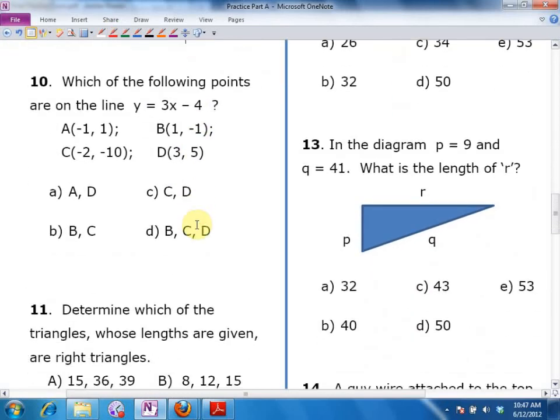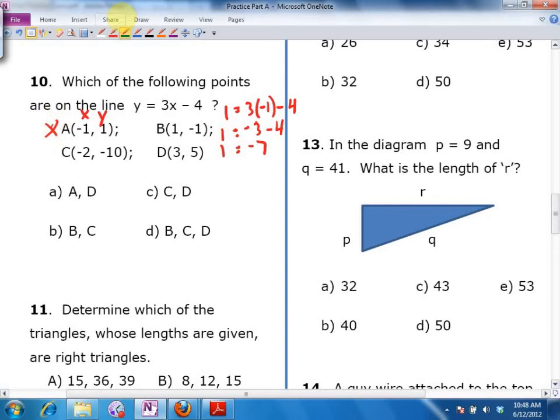Okay, here we go, number 10. This one just takes a little bit of work. It's not too bad. What I have to do in this question is, first of all, every point here is 4 points. Each point is made up of an x and a y. The first number is the x, second number is the y. What I'm going to do here is put these numbers in the equation, see if both sides are equal. So the y is 1, so 1 equals 3 times -1, the x is -1, minus 4. So I'm going to see if the right side is equal to 1. -3 minus 4 is -7. Those are not equal, therefore that one is not an answer.